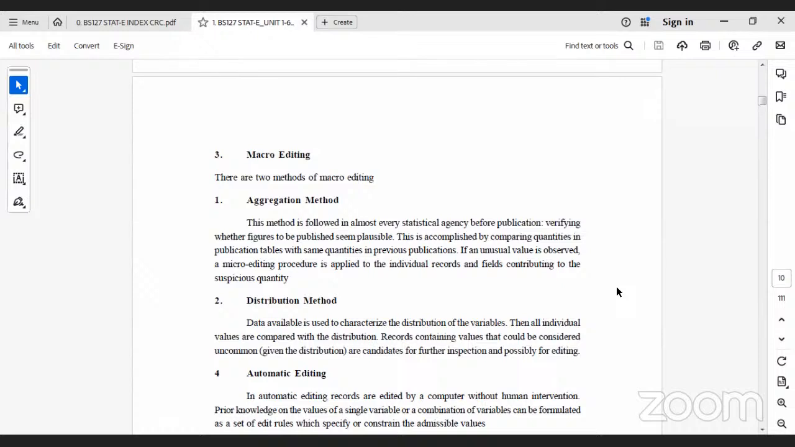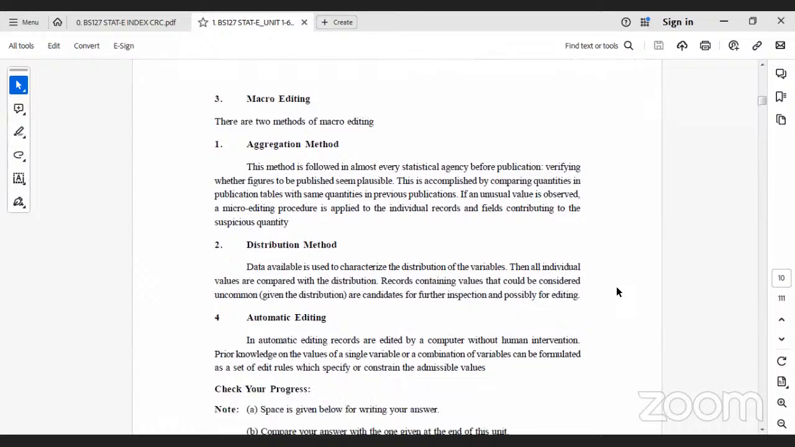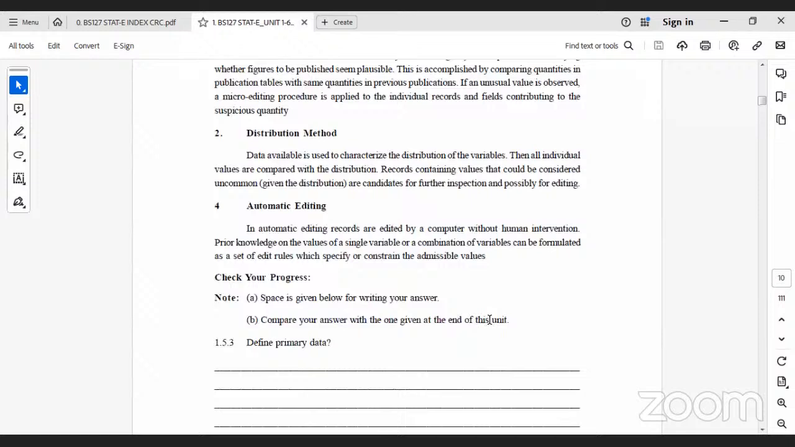We have to write here: automatic editing. Automatic editing is records edited by computer without human intervention. Meaning, in the system we can enter the data in Excel or Word and do automatic editing. Prior knowledge of the values of a single variable and combinations of variables is combined into a set of rules by which specific combinations of values are assembled.